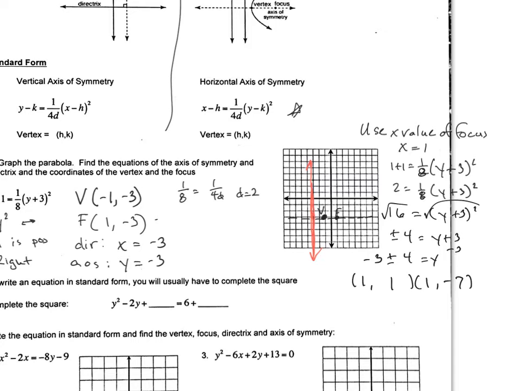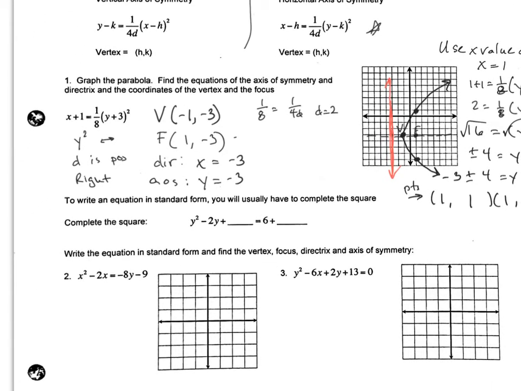These points will be on the parabola, and that's really the best way to get them. So we have the point 1, 1, and 1, negative 7. Please draw in the parabola. And the only reason we're doing this is because it says to graph. If the directions didn't say graph, we wouldn't need to find all those points.